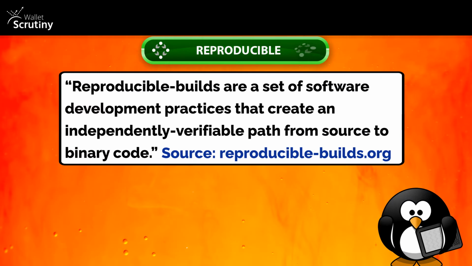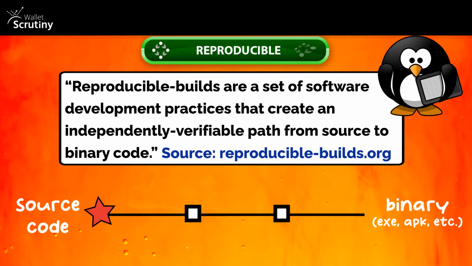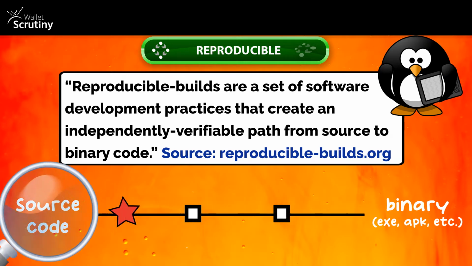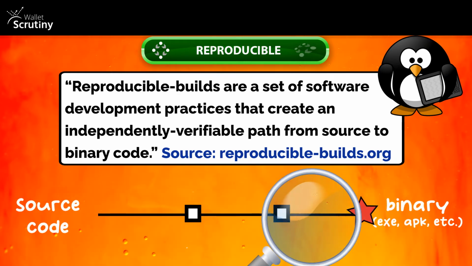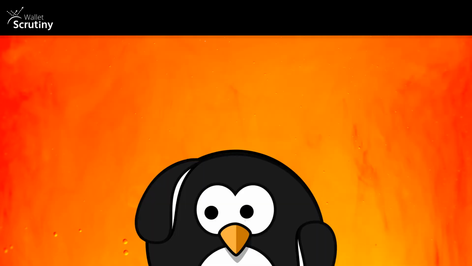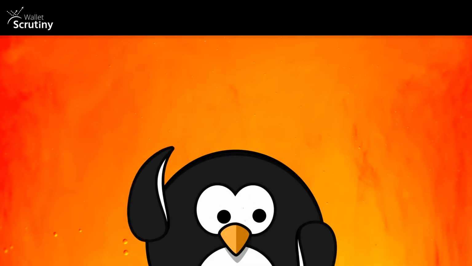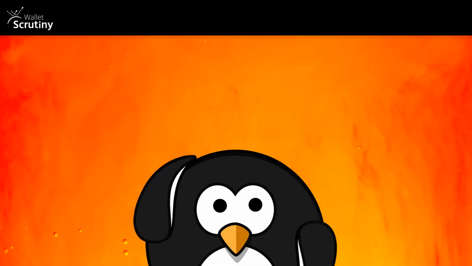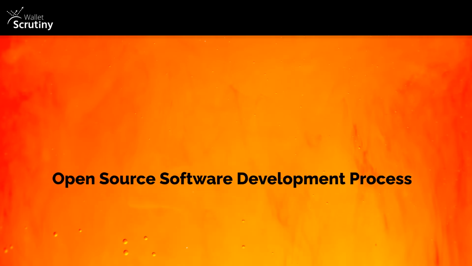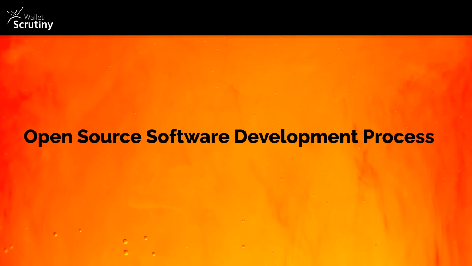From the definition in reproducible-builds.org, reproducible builds are a set of software development practices that create an independently verifiable path from source to binary code. We know that's a lot to take in, especially for the average non-technical Bitcoiner, so please bear with us. We'll briefly touch on the open source development cycle.